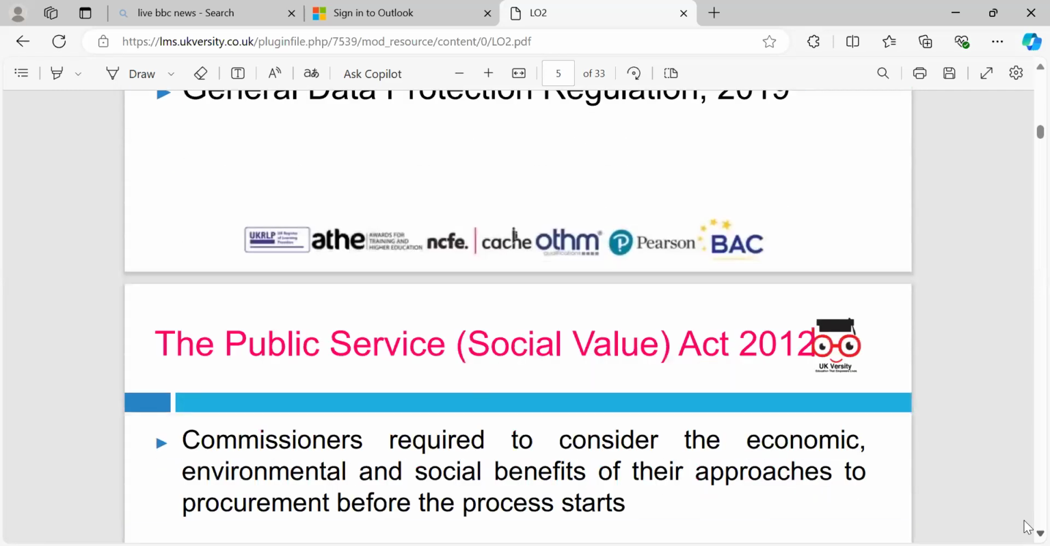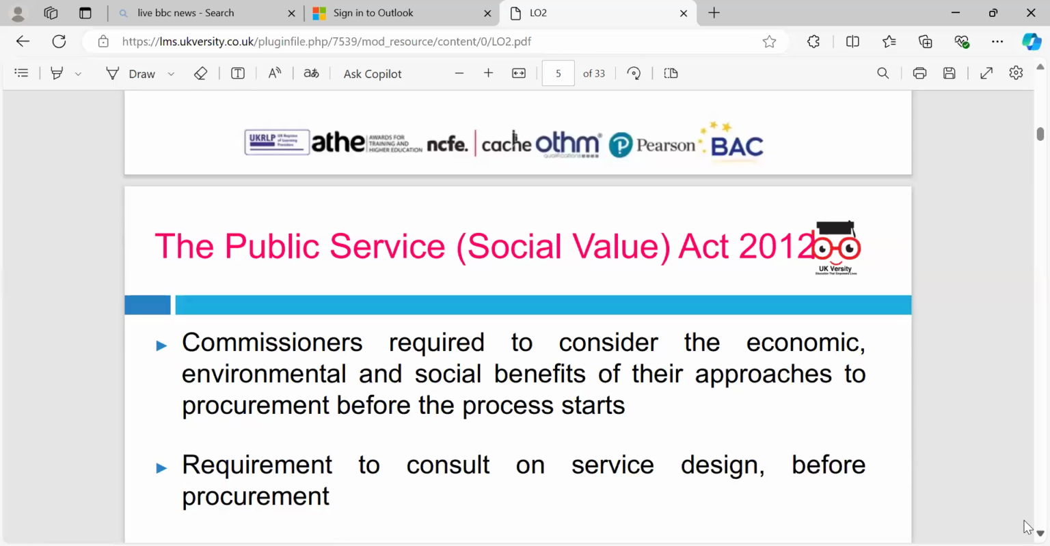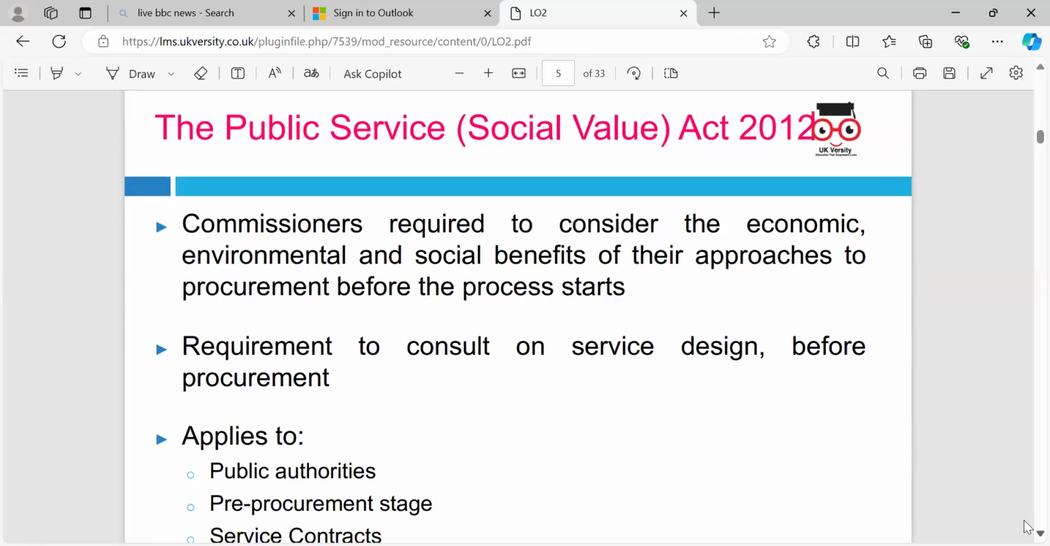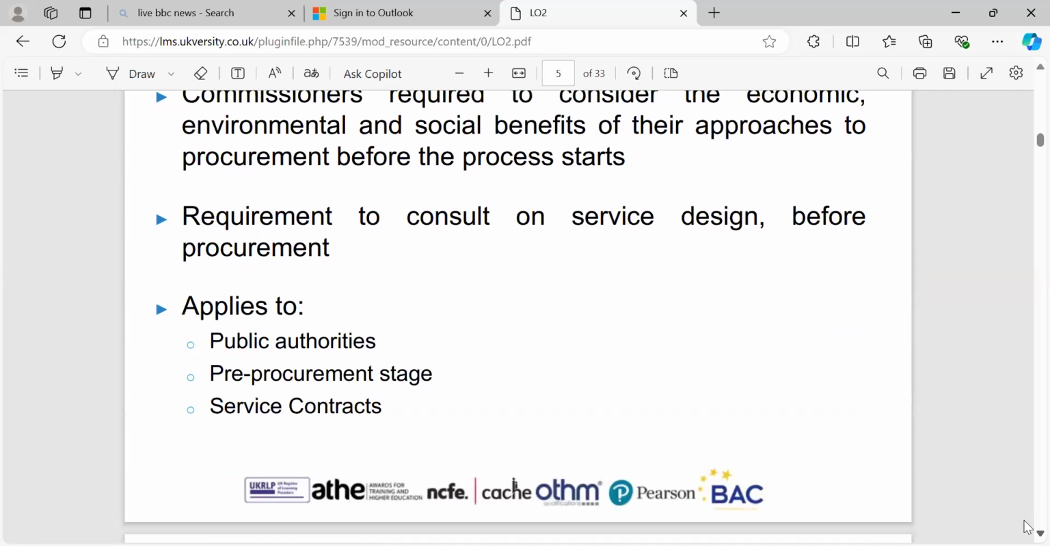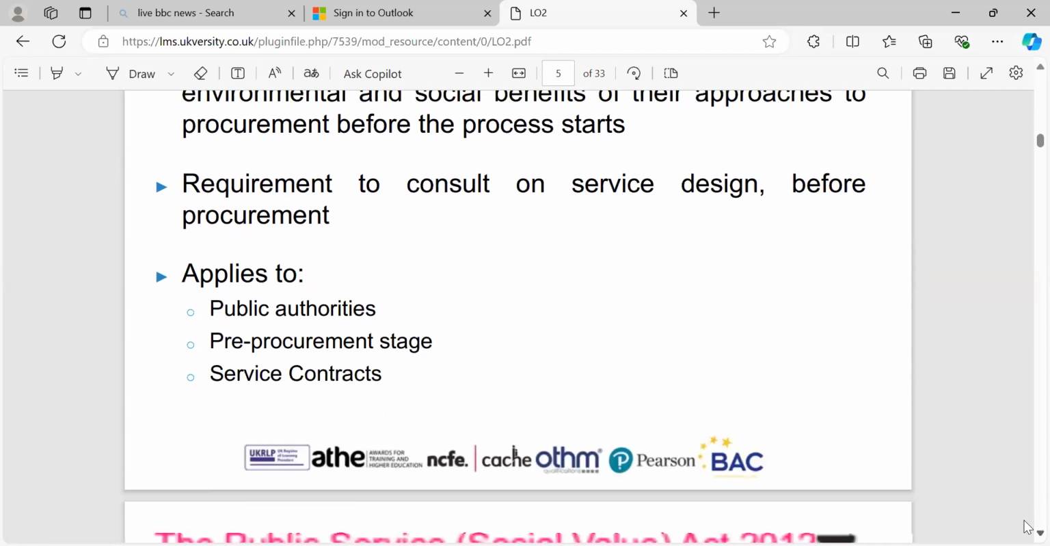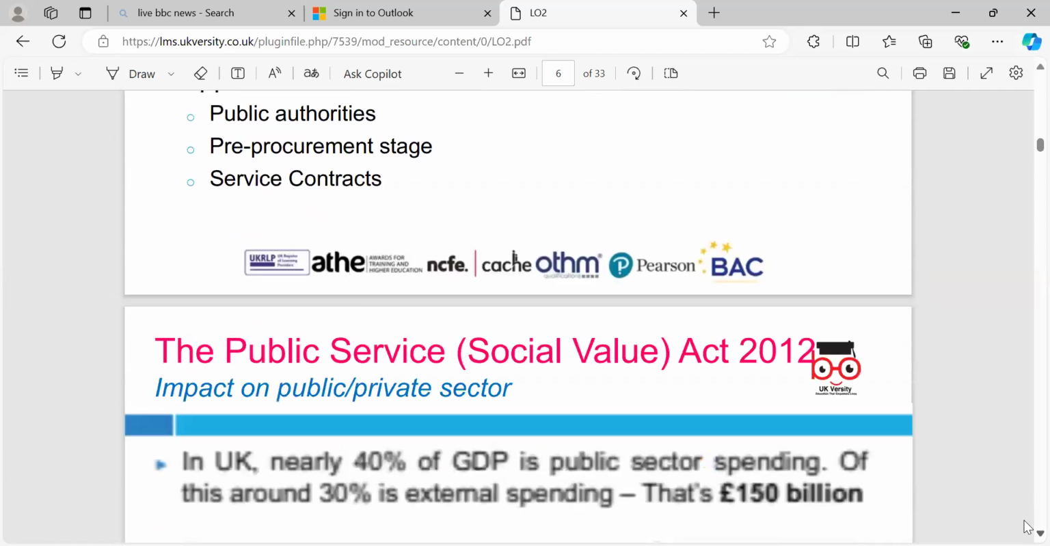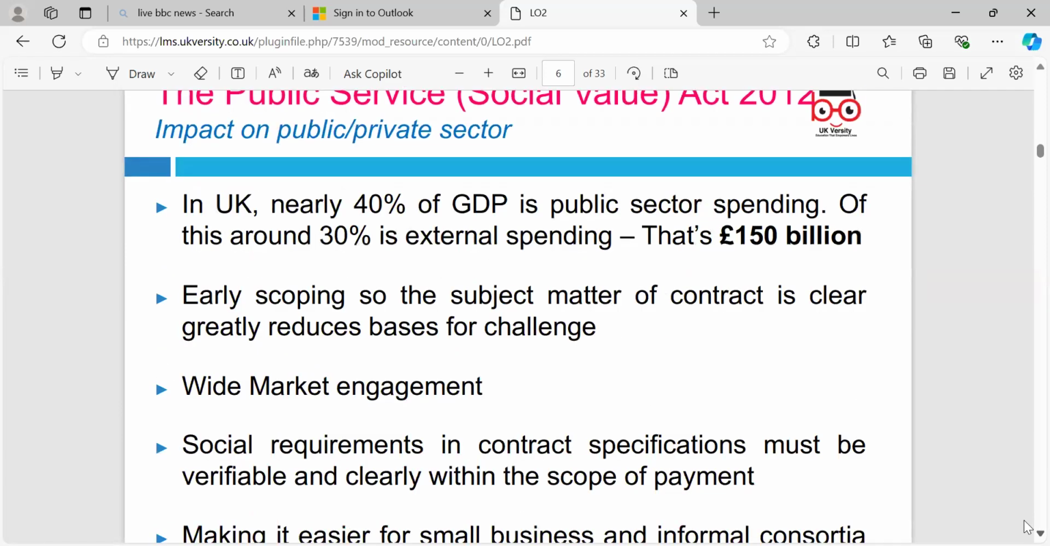So we can look at the Public Services (Social Value) Act 2012. Commissioners are required to consider the economic, environmental and social benefits of their approaches to procurement before the process starts. So we can look at the public authority, the pre-procurement stage, and the service contract. The terms and conditions of the contract are very important. We had a discussion during our last lesson as well. In the UK, 40% of GDP is public spending, and around 30% is external spending, 150 billion.